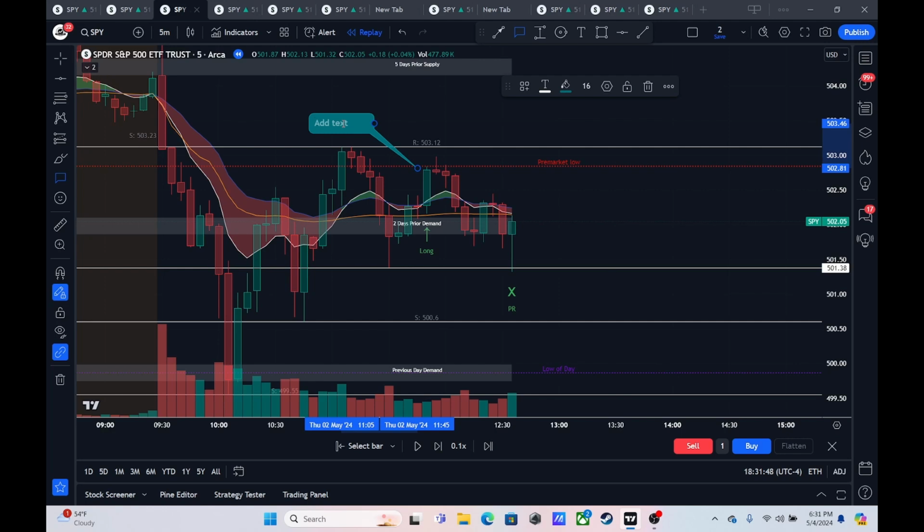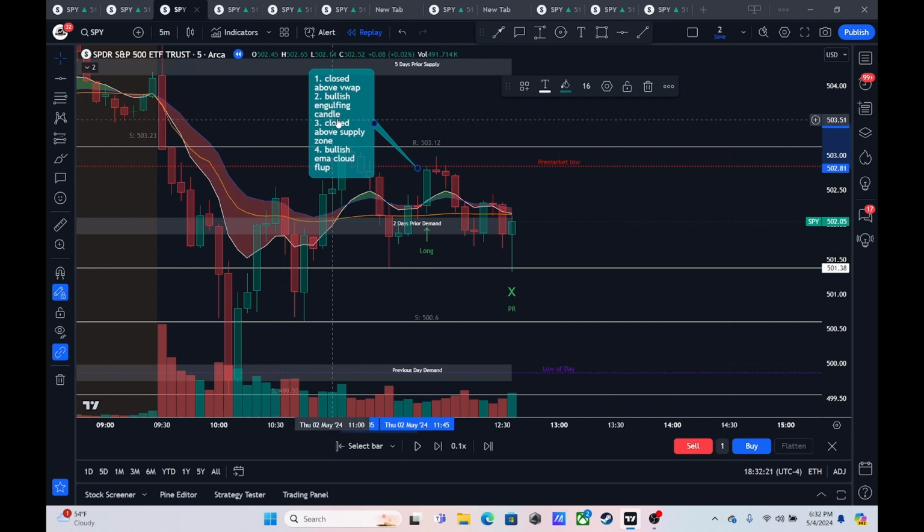Right, so what's nice about this setup is we actually have a few things in our favor, right? So we have price, so we closed above VWAP. Bullish engulfing candle right here, and you can say that we closed above supply zone, and we have bullish EMA cloud flip.